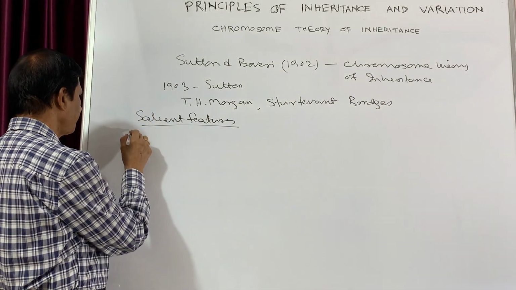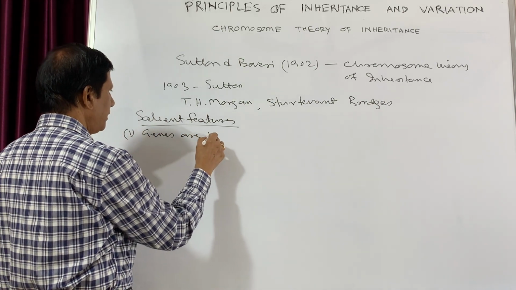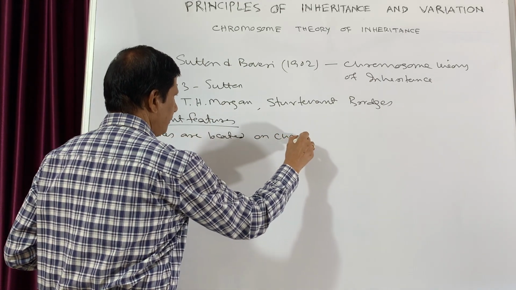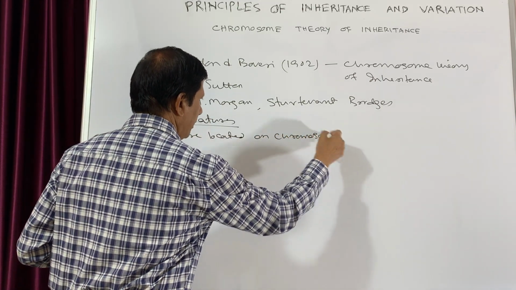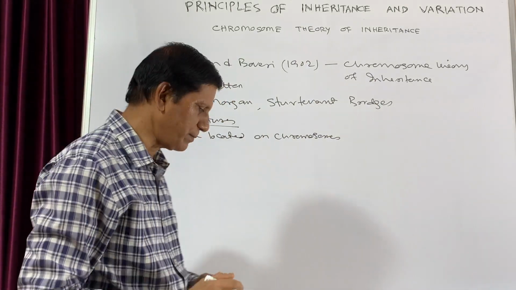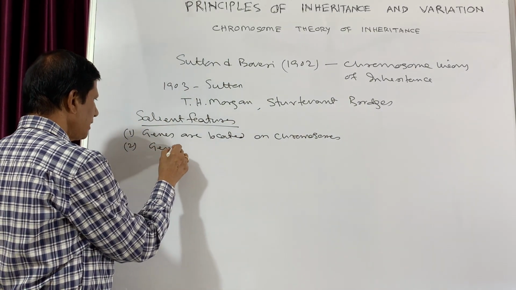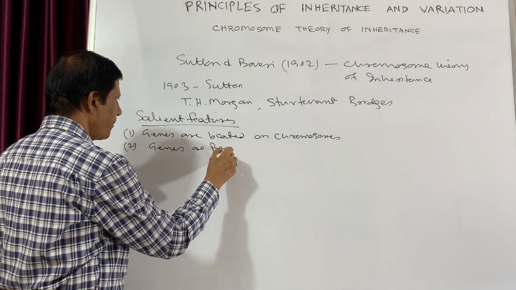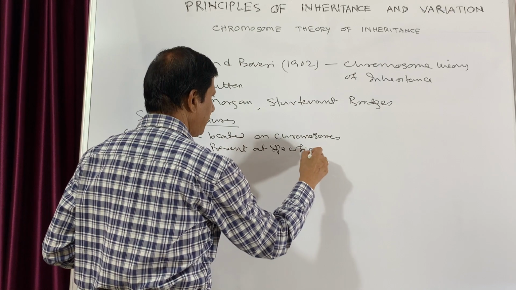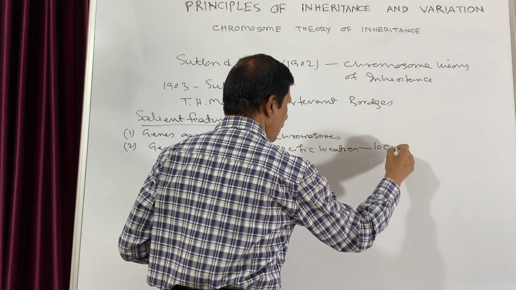Number one, the genes are located on chromosomes. This is the first thing. That means all genes are physically present in the chromosomes. The second important point is that genes are present at a specific location on the chromosomes, and that is known as the locus.